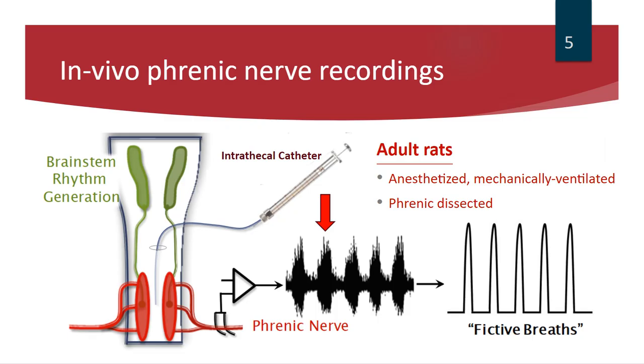Now, because we use a dorsal approach for this surgical procedure, we also have access to the spinal cord. And I'll just mention here that having access to the spinal cord allows us to utilize an intrathecal catheter to target drug delivery to the area of phrenic motor neurons. And this is one of the primary ways that has been utilized to decipher mechanisms of respiratory neuroplasticity.